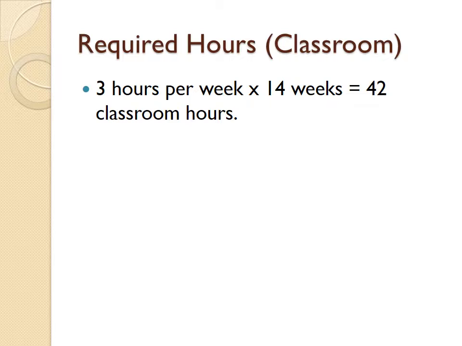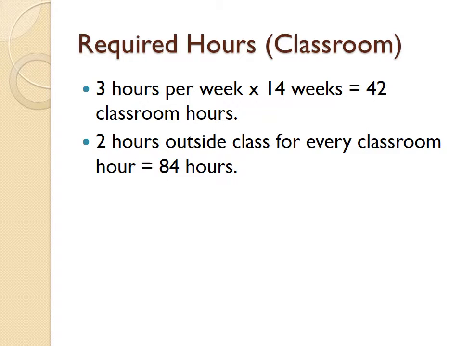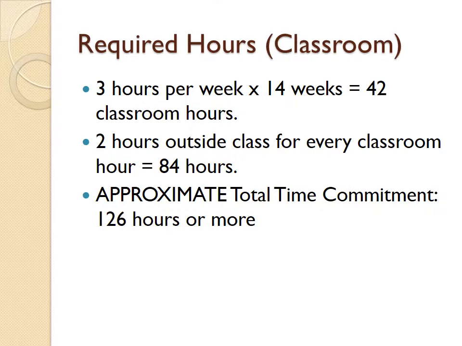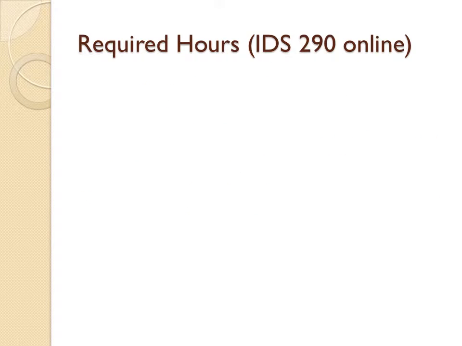That's about 42 hours of time in the classroom. A rule of thumb for college courses has always been that you should spend 2 hours outside of class for every hour in class. That means 84 hours outside of class. Add those together and you come up with a 126-hour commitment for a traditional class. As you will see on this screen, the estimated time commitment in this online course will be almost exactly the same as for a traditional course.